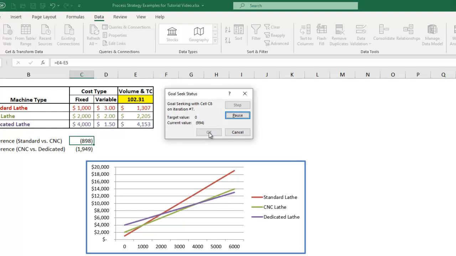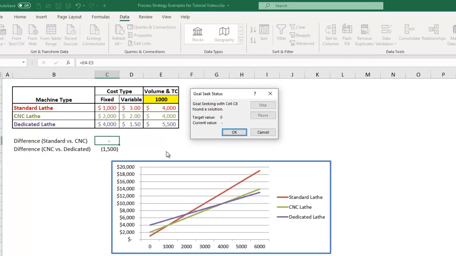and let Excel do its magic, and voila, we have an answer of 1,000 units. Of course, that matches what we saw before. At 1,000 units, there is no difference in the total cost, 4,000 each, and so that is our break-even point derived using Excel's goal-seek function.